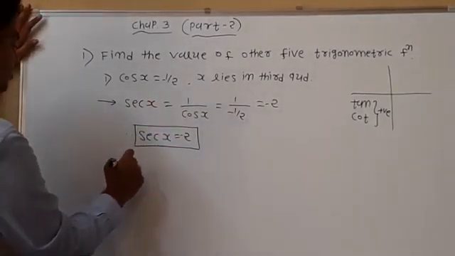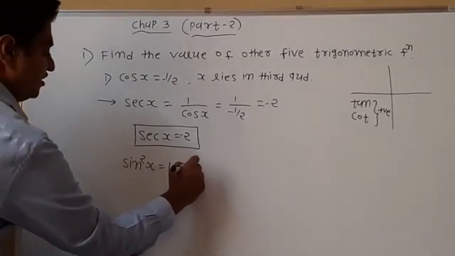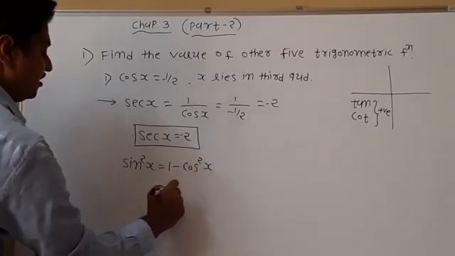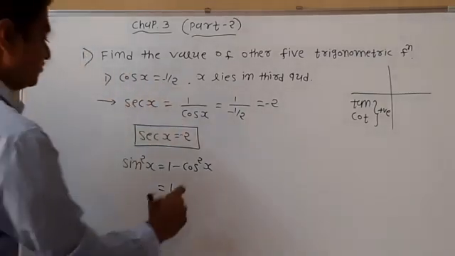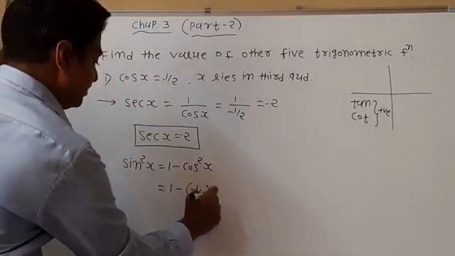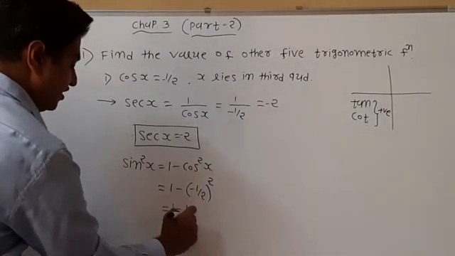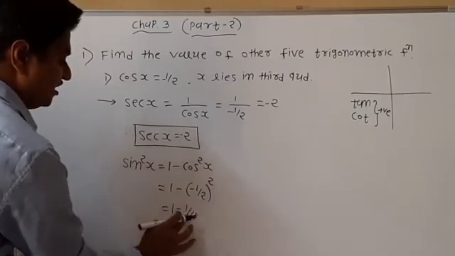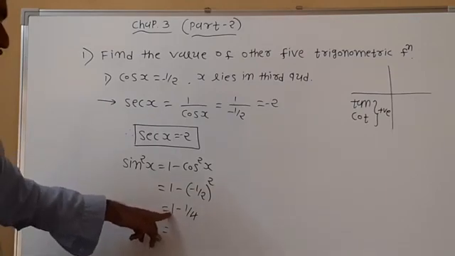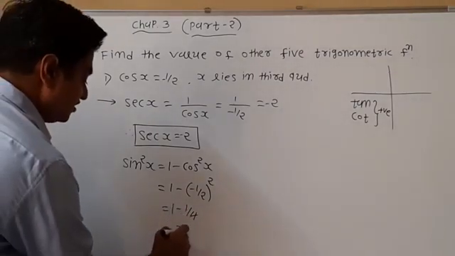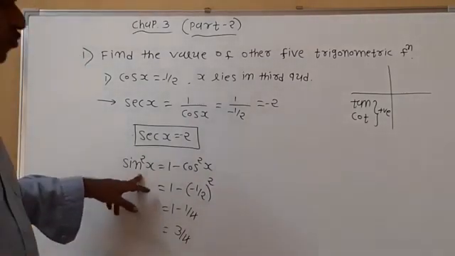Now we know that sin square x is equal to 1 minus cos square x, which is equal to 1 minus, in place of cos x, written here minus 1 by 2, whole square. Now simplify this term. So 1 minus 1 upon 4. Take LCM, 4, and 4 multiplied with 1. So 4 minus 1, that means 3 upon 4. Now square form is present, so remove this square.